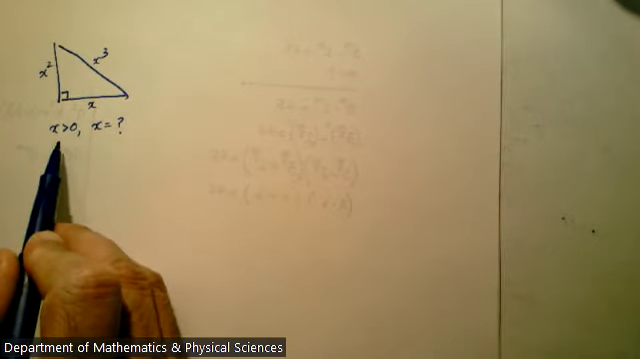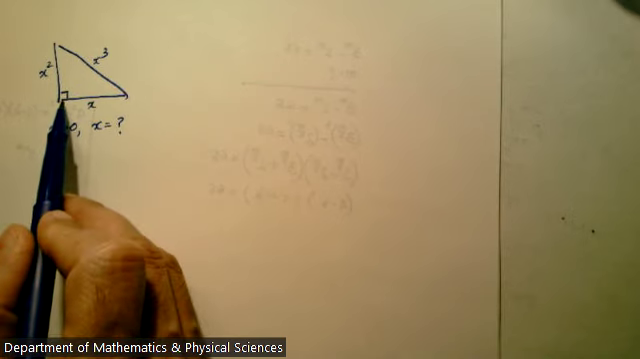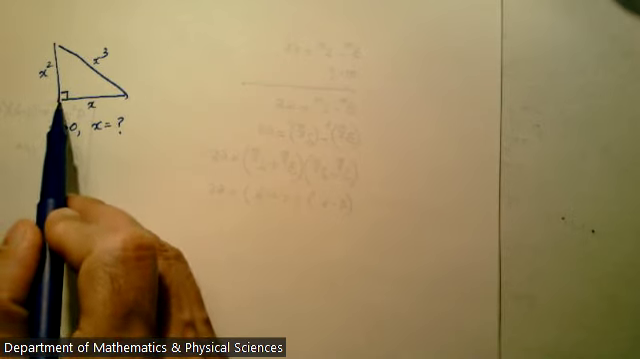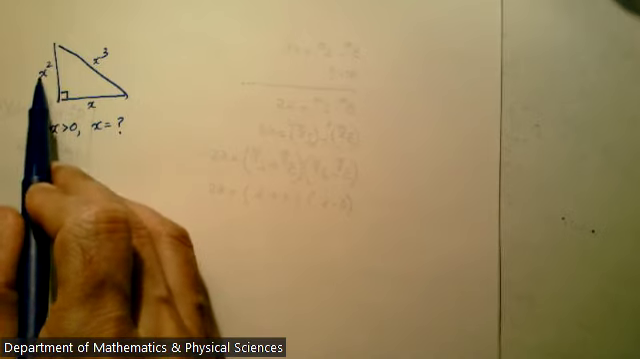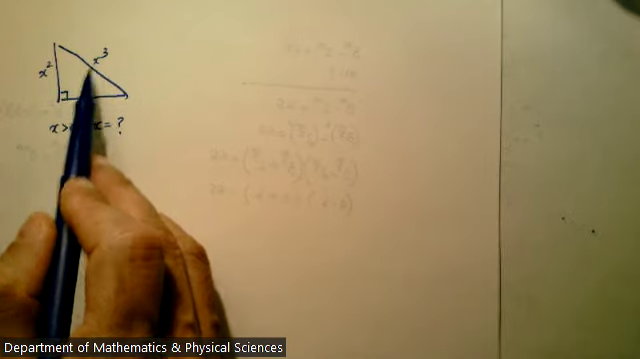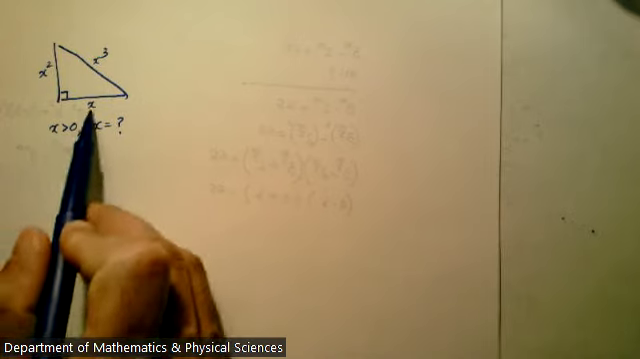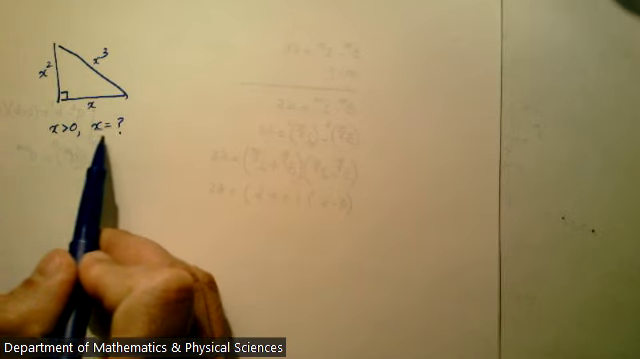Let's see how we can solve this Math Olympiad problem. We are given a right triangle and the lengths of the three sides are given. This length is x, that's x squared, and this is x cubed. It's given that x is positive and asking us to find what x is.